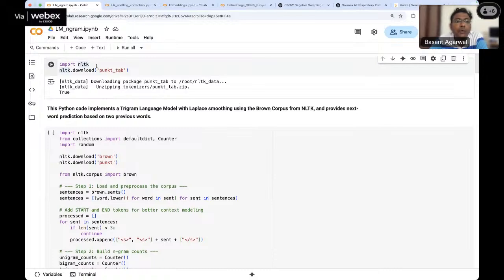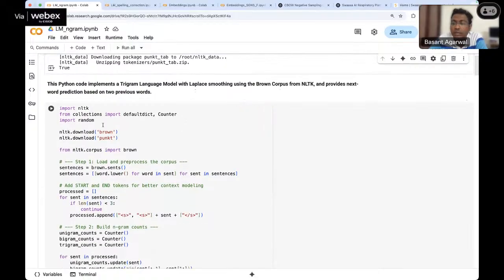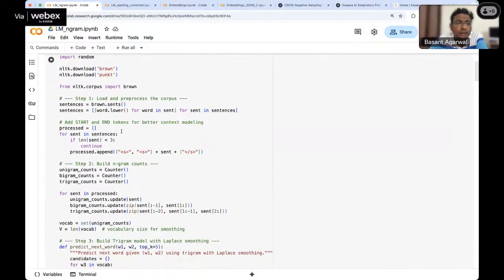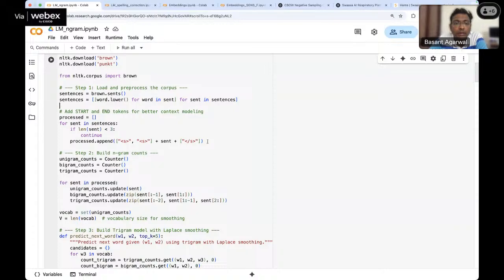So firstly, we import NLTK and download the API for using the different functions of NLTK. This is an NLP library in which we use different functions. Okay, so we start with this, and first we directly take all the sentences from the Brown corpus and make all the words in the sentences lowercase. Then we do some pre-processing: we add the start token and end token at the start and end of the sentences, so that we'll know this is the end of a sentence and the start of another.